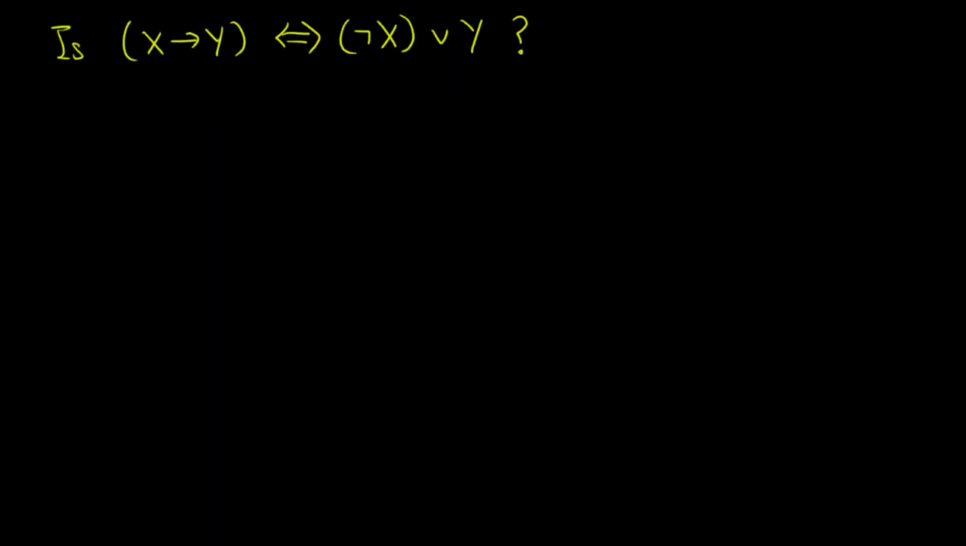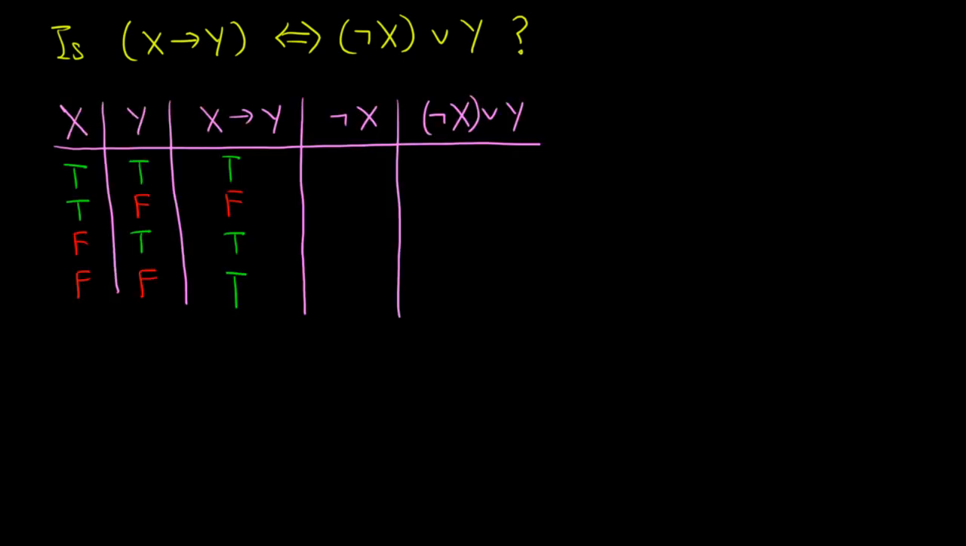Then we consider x → y and not x or y. We already know the truth values of x → y. To form not x or y, we first write down the truth values of not x and look at the two columns of not x and y. For the first row, y is true, so not x or y is true. For the second row, both y and not x are false, so not x or y is false. For the last two rows, not x is true, so not x or y is true.